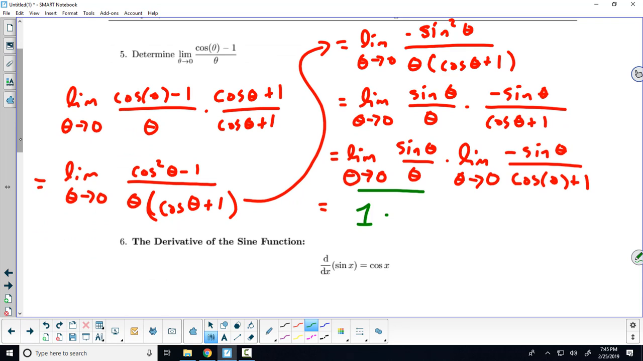So I can go ahead and evaluate this through direct substitution, and I get minus the sine of 0 over the cosine of 0 plus 1, which just gives me 1 times 0, which equals 0. Again, what's the cosine of 0? Cosine of 0 is 1. 1 plus 1 gave me 2 in the denominator. The sine of 0 is 0, which gave me the 0 in the numerator, which is why this whole thing is 0.